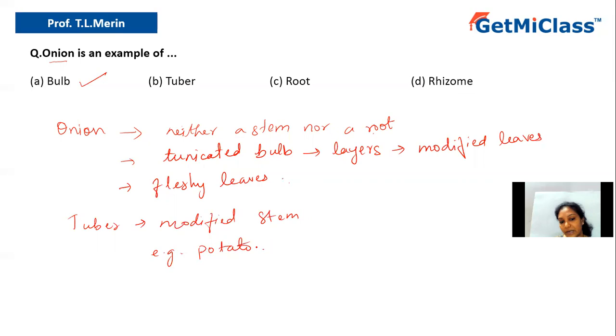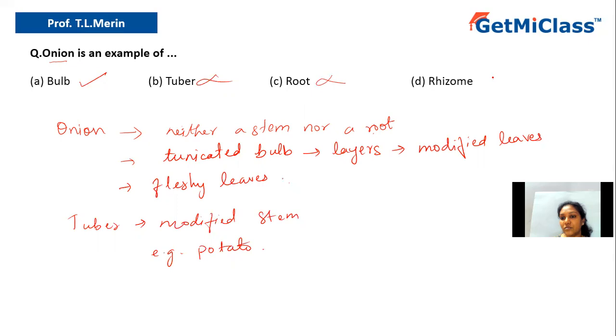For example, you can see it in the potato plant. The part of the plant that we eat, the potato, is a tuber, and it has certain notches which we can call eyes, which give rise to a new plant. But onion is not an example of tuber, it is an example of bulb. So option B is ruled out. Option C says root. As I told you, it is neither a root nor a stem. So option C is ruled out.